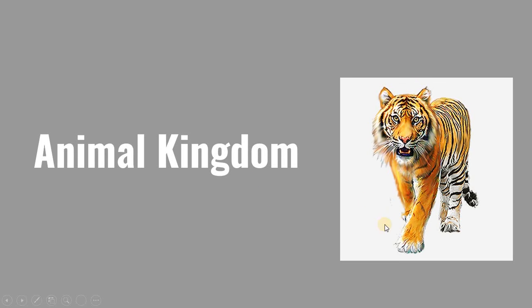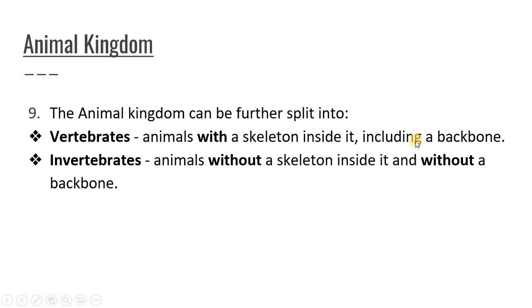So, the animal kingdom. Now we're going to touch on the animal kingdom first. The animal kingdom can be further split into two groups: first, vertebrates, and second, invertebrates. What are vertebrates? Vertebrates are animals with a skeleton inside them, including a backbone. Sometimes we call these endoskeletons.